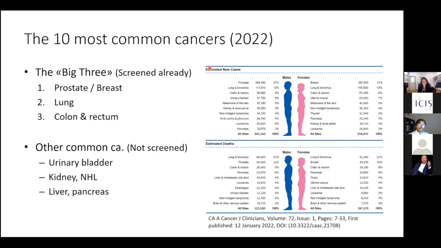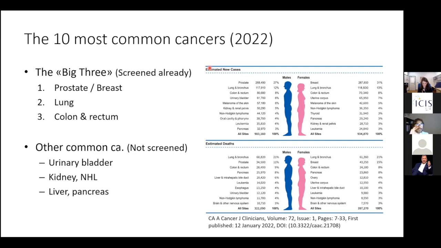For the big three, as I like to call them, by that I mean prostate and breast for males and females, lung and colorectal, we have, luckily, very good screening tests. They are already screened. Prostate with PSA, breast with mammography, lung with low dose CT that works very well in heavy smokers. We have colonoscopy or the fecal occult blood test for the rectum. But the other cancers on the top 10 list are not screened in any way. By that I mean urinary bladder, kidney cancer, non-Hodgkin lymphoma, liver cancer, pancreatic cancer, and so on.